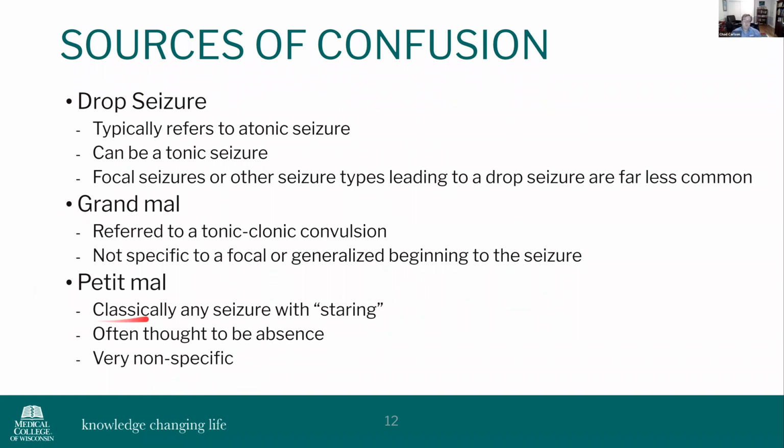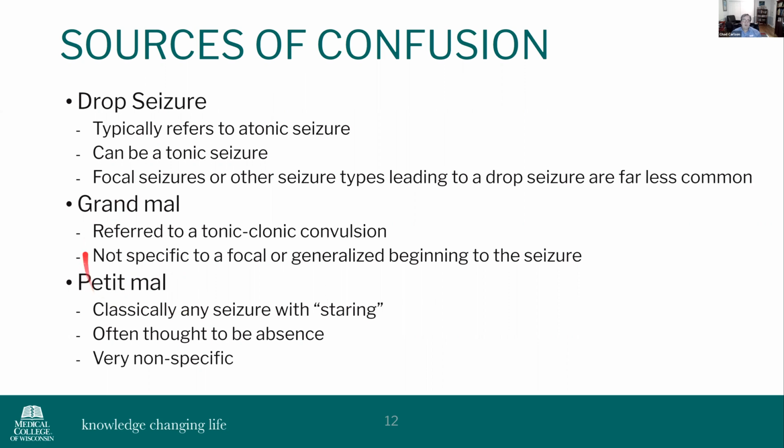Another older term that you still will hear is petit mal. Classically, the term petit mal was used for basically any sort of behavioral arrest or staring or zoning out sort of seizure. And this was often thought to be absence. But the reality is that this is a very non-specific term, because if you didn't fit into a big seizure with shaking, you ended up in this category as petit mal. And so focal seizures, absence seizures, any seizure that really didn't evolve to a convulsion often ended up in this terminology.